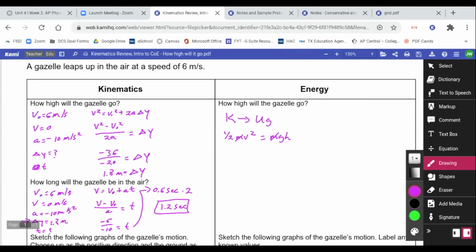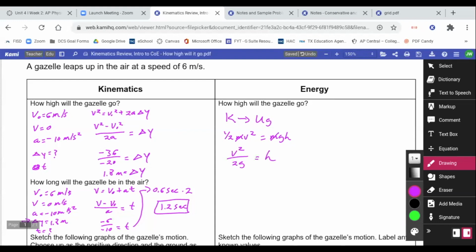It's in the same place. I want to solve for height. I'm going to rearrange this so it's equal to height. To do that, I need to divide both sides by gravity. I would have v squared over 2g. That is equal to the height.